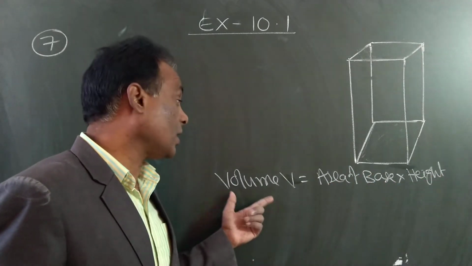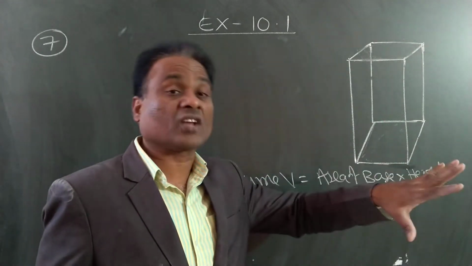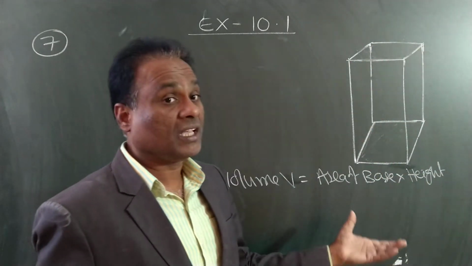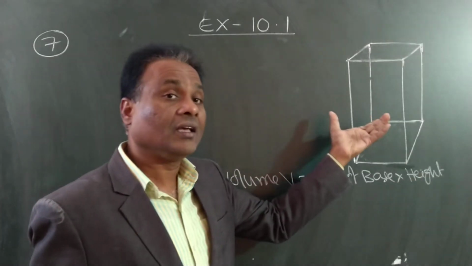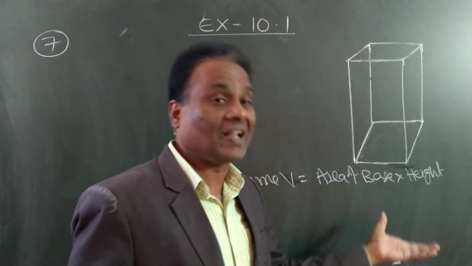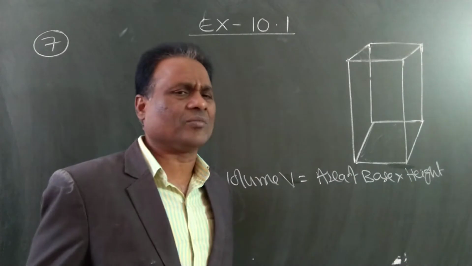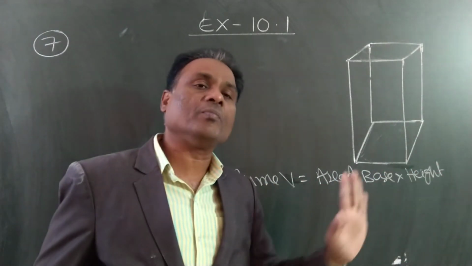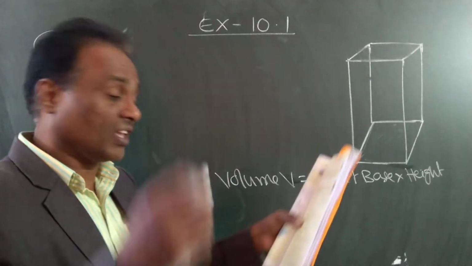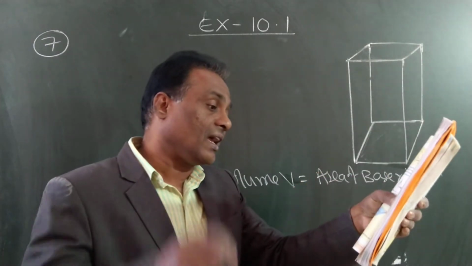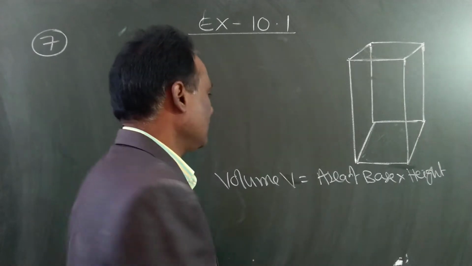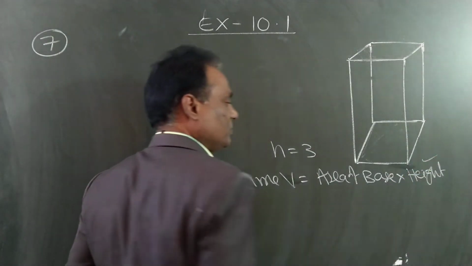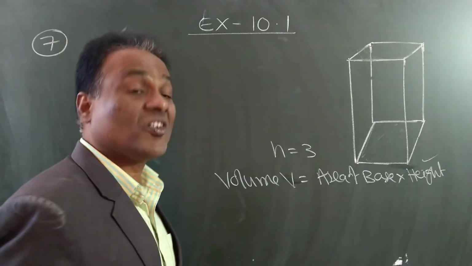So I gave this formula. The volume of any figure whose base and top are the same is called a prism or a regular square box, with different names. So when volume is asked, this is the formula: area of base into height. Height is given. See the question, height is equal to 3. Height we know, but what about the area of base?